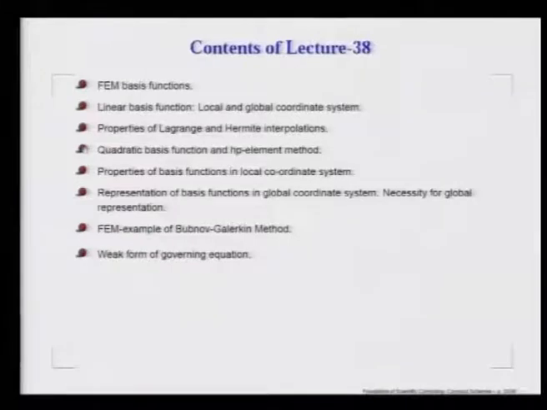One way is the HP element method. H refers to the grid or element size, and P is the order of the basis functions. If we migrate from linear to quadratic basis functions, one would expect to gain some accuracy. We note some properties of the basis functions for this Lagrange interpolation, which are stated here in the local coordinate system.